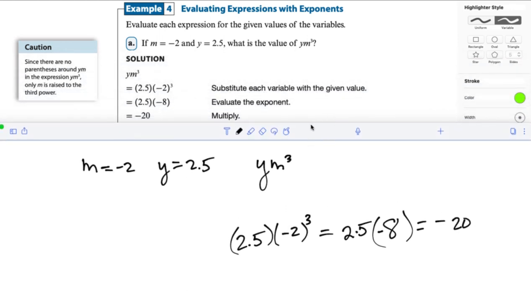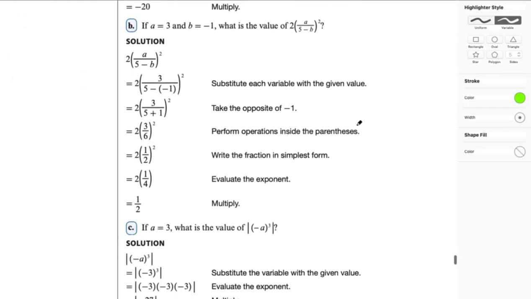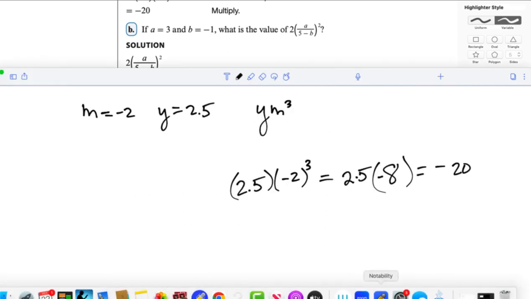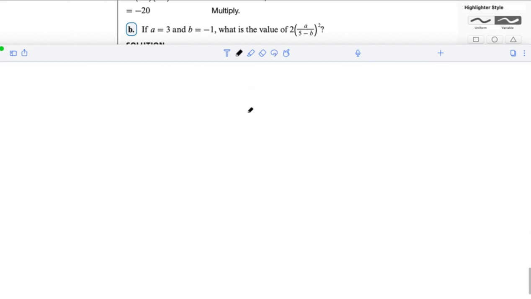They agreed. Okay, cool. So let's go ahead and take a look at this next one, part B. And the process of doing this is going to be similar. Let's go ahead and get our substitution in. We've got 2 times the quantity of A over 5 minus B, but we're taking the square of all of that. So let's see how that works out.